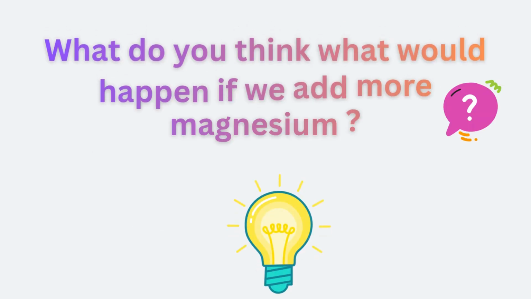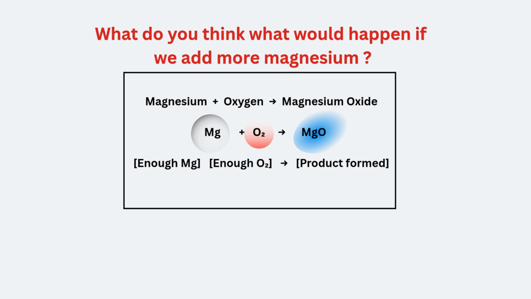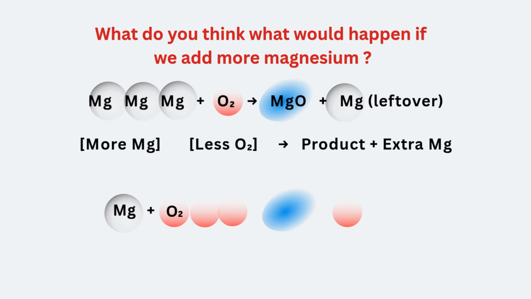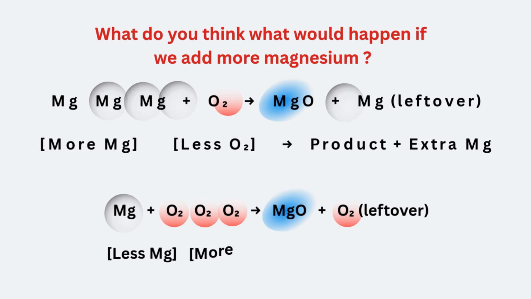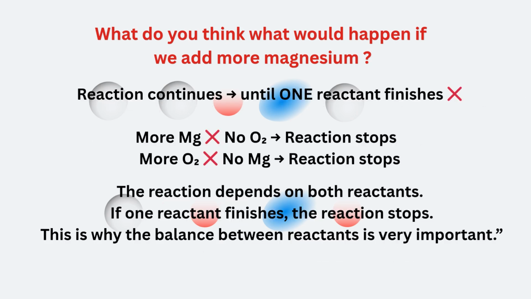Now let me ask you something. What do you think would happen if we added more magnesium or more oxygen to these reactions? Would the product amount change and would the reaction continue? This is important because in a real chemical reaction, adding more reactant can sometimes speed up the reaction, or it might just create more product depending on the limit.